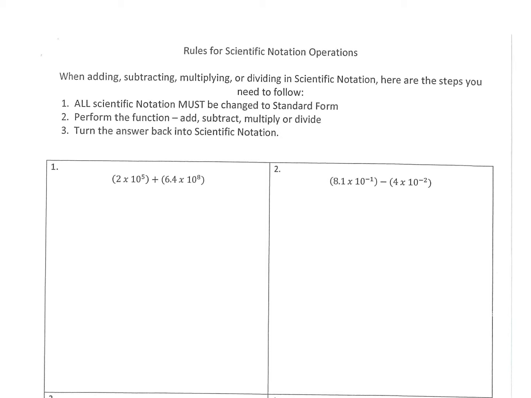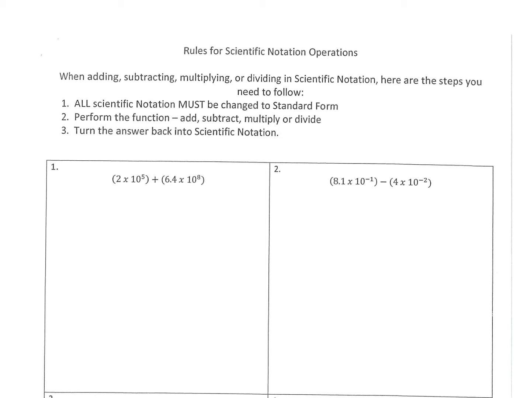So here are the steps. When adding, subtracting, multiplying, or dividing scientific notation, here are the steps you need to follow. First, all scientific notation must be changed to standard form. Now, there is a way to do it without standard form, but you guys have not learned the power rules, and so it could get complicated.